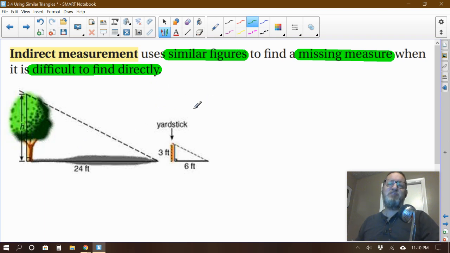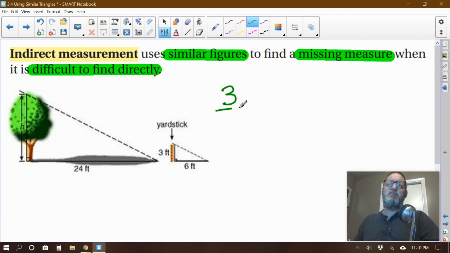Oh, I like indirect measurement. You can do this sort of thing on a sunny day outside. If you took something outside you knew the height of, like a yardstick is 3 feet long, and it cast a 6 foot shadow, then you should be able to find the height of something that's very difficult to measure directly. So here's what I mean.